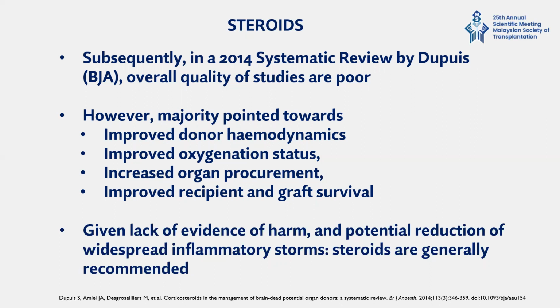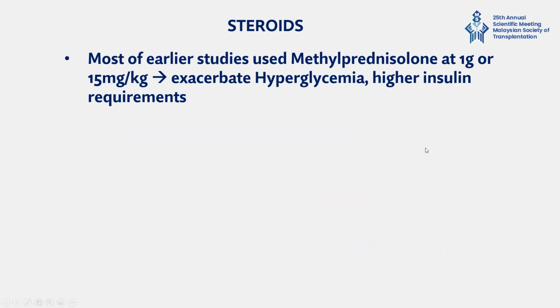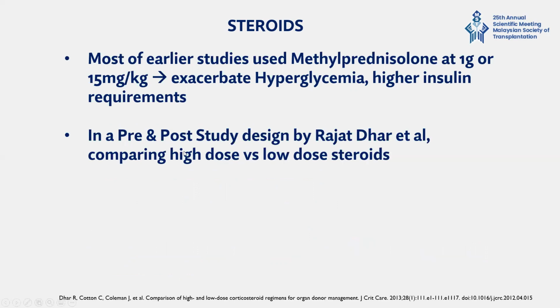But any study in brain dead patients may not have an ideal situation to do research. Okay, so given the lack of evidence of harm and the potential reduction of widespread inflammatory storms, steroids are generally recommended. So most of the ALS studies use methylprednisolone at 1 gram or 15 milligrams per kilo. This may exacerbate hyperglycemia and can cause higher insulin requirements.